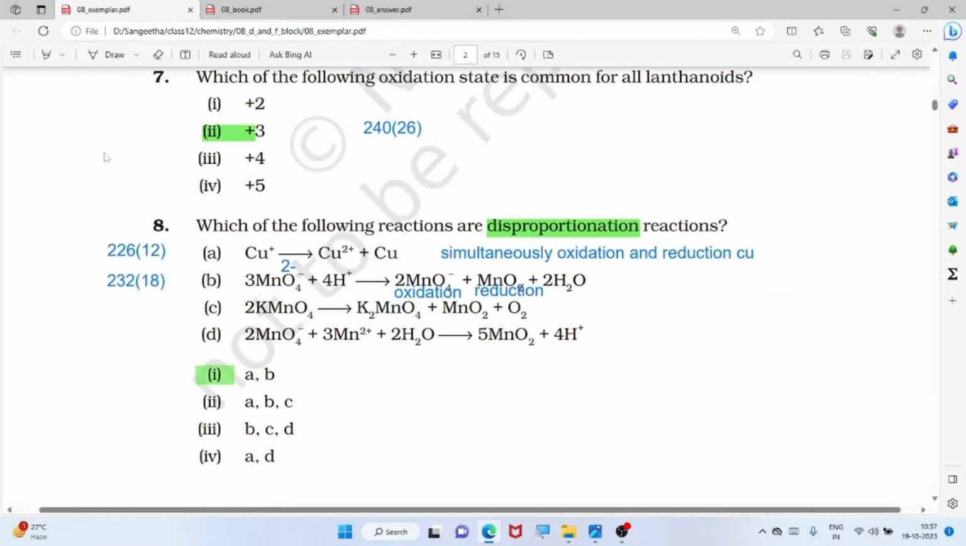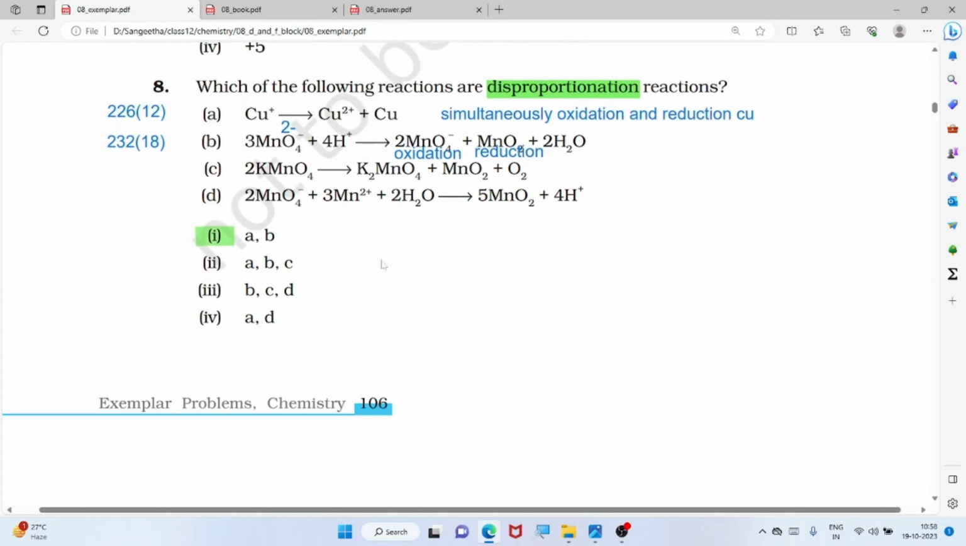Which of the following reactions are disproportionation reactions? That is, in this reaction there is oxidation as well as reduction taking place. That is called a disproportionation reaction. So here you see this is getting oxidized as well as reduced. It is losing electrons and becoming more positively charged, and gaining electrons to become neutral. So both oxidation and reduction take place. That is why it is called a disproportionation reaction.